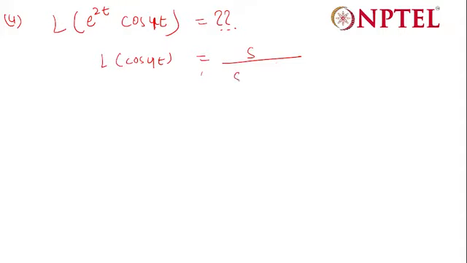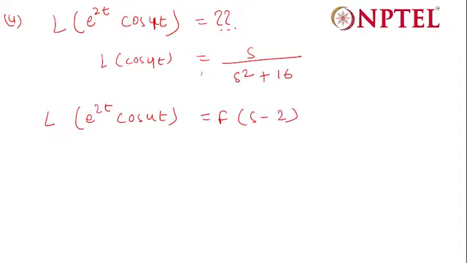Solve this question. Laplace transform of e to the power 2t cos 4t. Solve this question. You know the Laplace transform of cos 4t, it will be s divided by s square plus 4 square, that is 16. This is your Laplace transform of cos 4t, then the Laplace transform of e to the power 2t cos 4t will be F(s minus 2). In the place of s, you have to put s minus 2, so it is (s minus 2) divided by (s minus 2) whole square plus 16. This will be your answer.